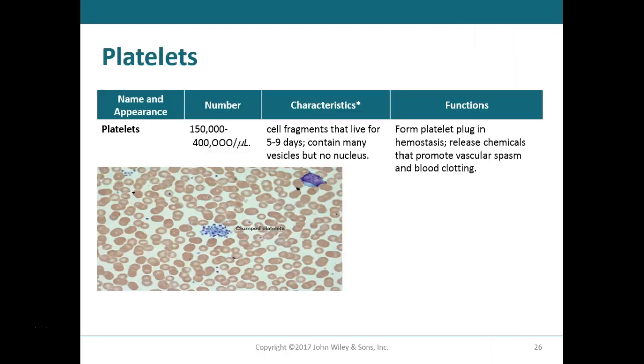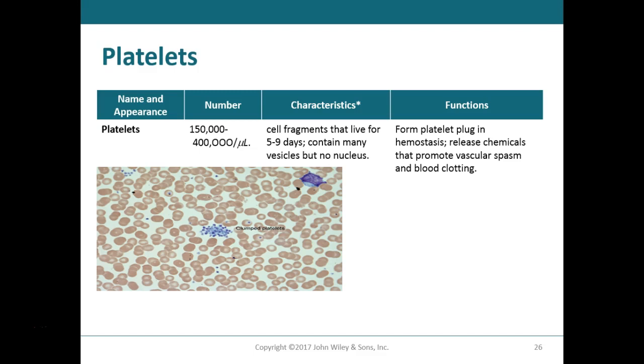Between 150 to 400,000 platelets are present in each microliter of blood. Each platelet is very irregularly shaped because it's just a fragment, somewhere around 2 to 4 micrometers in diameter, so very, very small. It has many vesicles, but no nucleus, because remember, these are just cell fragments.